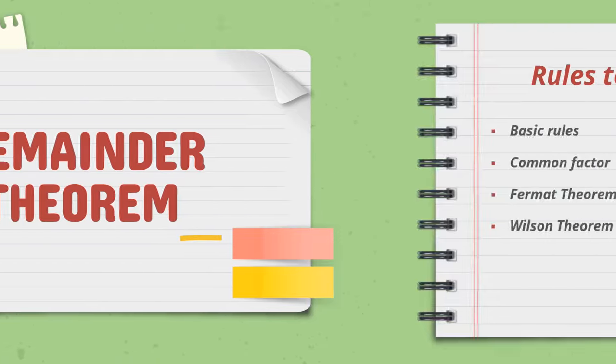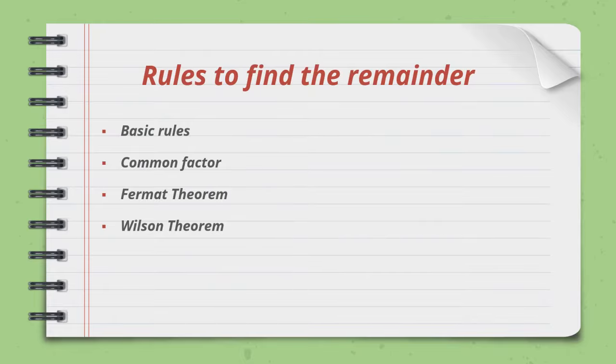The rules to find the remainder are as follows. One is your basic rule. We'll start from the basic rule. The basic rule also has 3 or 4 criteria, so accordingly we can learn through that. Then comes the common factor concept, Fermat's theorem and Wilson's theorem. The basic rules, as I told you, will take 2 or 3 types, and after that you have these 3 individual types to get the answers done. So let's go one by one.